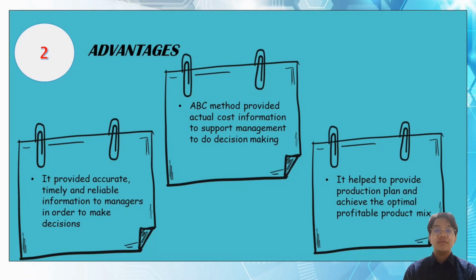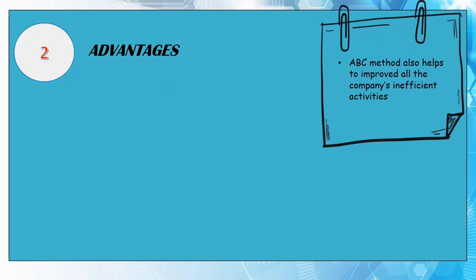And thirdly, it provides a production plan and achieves the optimal profitable product mix. Its expected monthly expenses are calculated with this ABC method, so the management is able to obtain the actual profit easily by deducting the manufacturing cost that has been calculated.